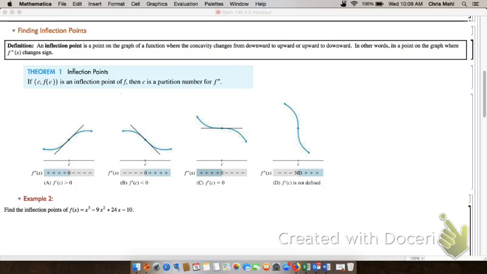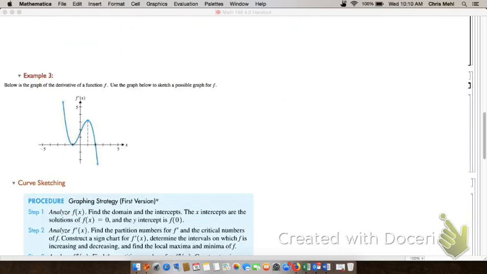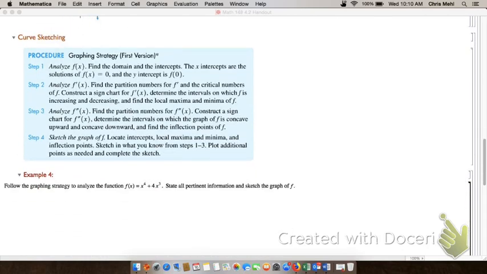Okay, and let's see. We went through example 2. We found the inflection points of x cubed minus 9x squared plus 24x minus 10. We did an example talking about the derivative, given the graph of the derivative of a function. We used the derivative to find intervals of increase, decrease, intervals of concavity, and drew a sketch of the graph of f. And then where we started off yesterday, on Tuesday, we started looking at curve sketching, and this is the strategy for sketching a graph of a curve.